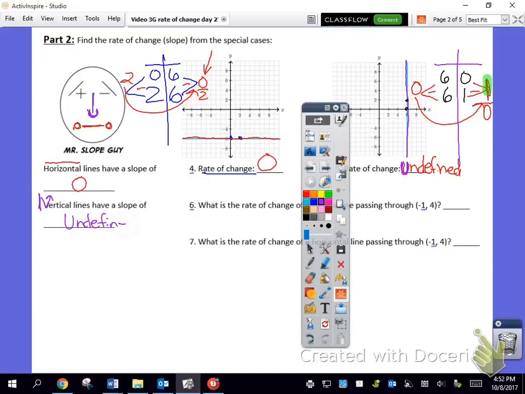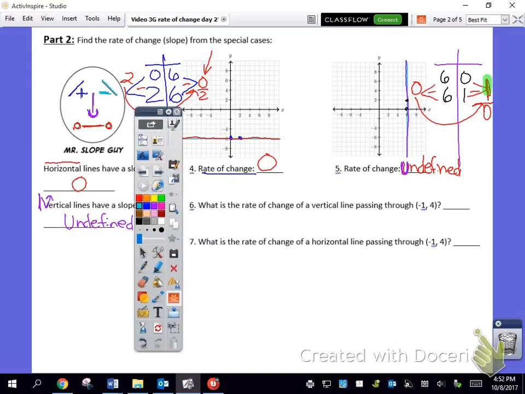Okay? So Mr. Slope, if you notice, look at his eyes. If it's increasing, it's a positive slope. And if it's decreasing, it's a negative slope. And then a vertical line is undefined, and a horizontal line has a slope of 0. So look in your question right here at number 6. What is the key word here? What is the rate of change for a vertical line? If it's a vertical line, remember the V goes up and down. So if it's vertical, it is undefined.